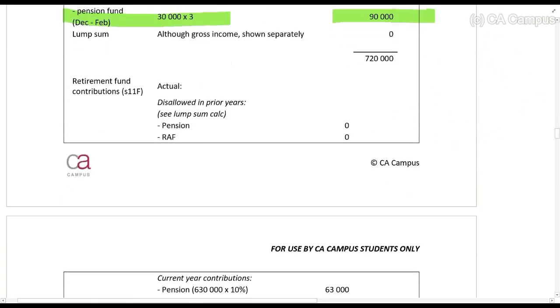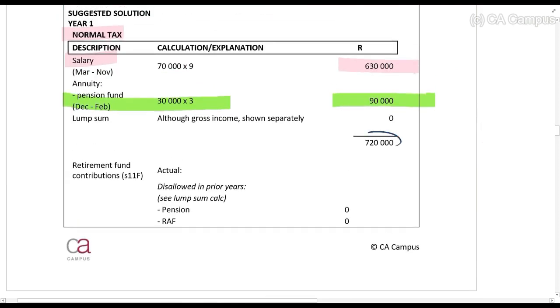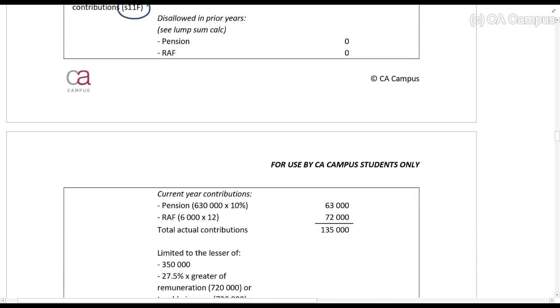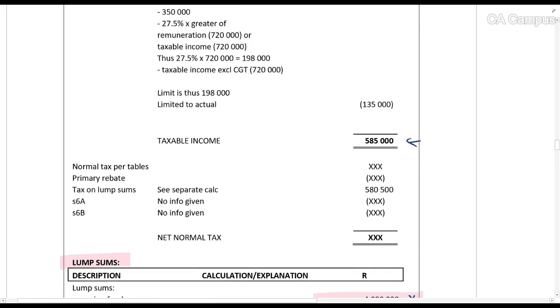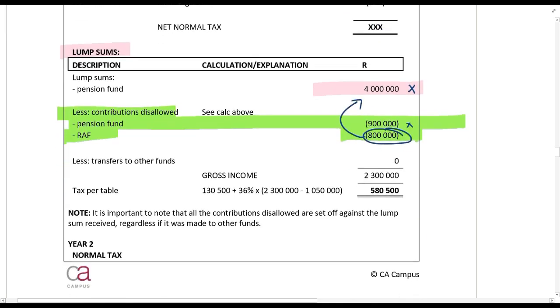Right, so that's the end of year 1. So we add up everything under our normal tax. We then do our section 11F deduction. Right, same way as usual, claim our deduction. Right, tax per tables, primary rebate, then we have our tax on our lump sums. Where does that come from? It comes from our lump sums calculation.